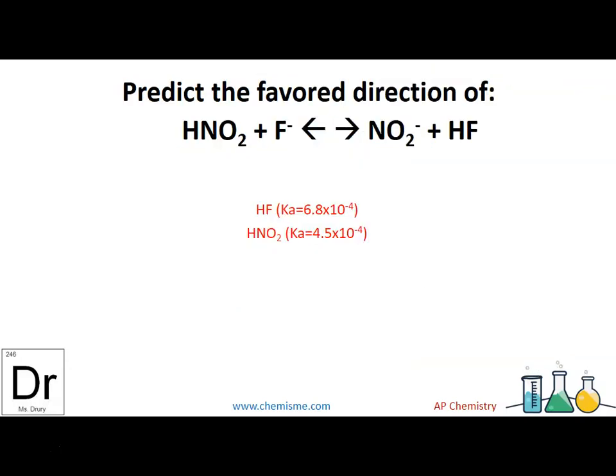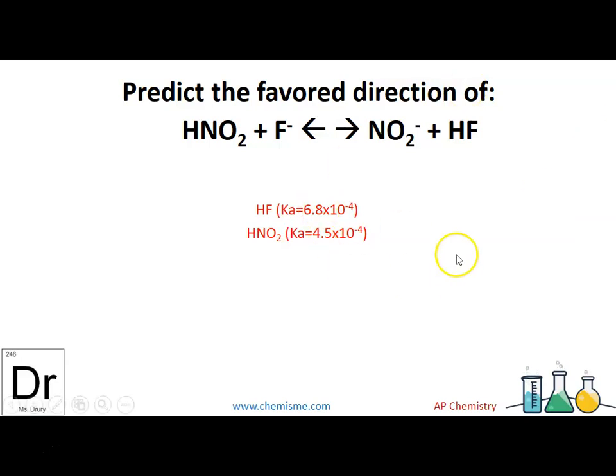A different type of question they might ask is if you have this double-headed arrow and the HNO2 is competing with the HF. There's two acids on both sides. They might ask you which one is favored. Does it go more towards the forward reaction and make more NO2 minus and HF? Or does it go more reverse and make HNO2 and F minus? And the only way to know that is to be given the Ka values. These Ka values tell you how strong or weak the acids are. In this case, both of them are weak.